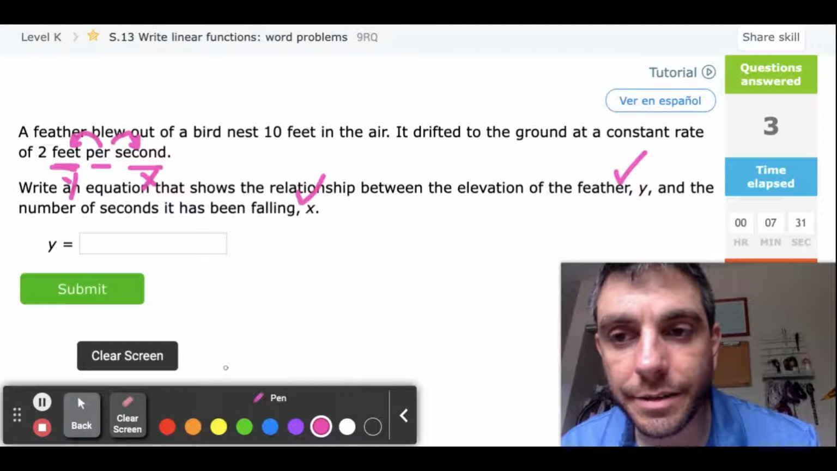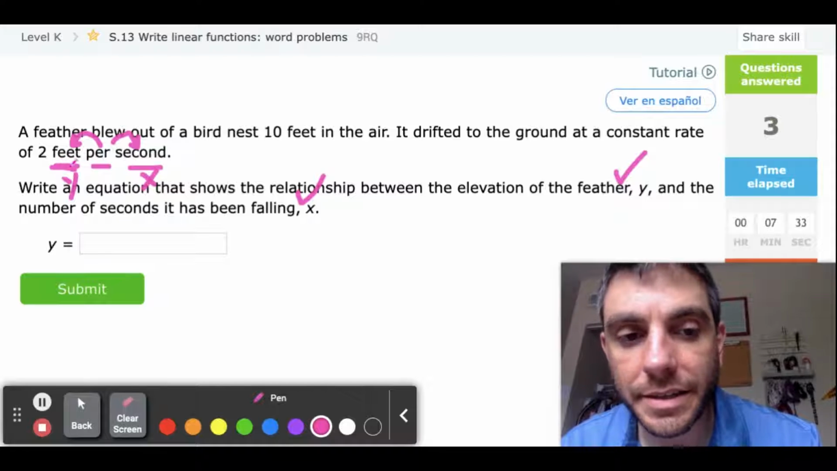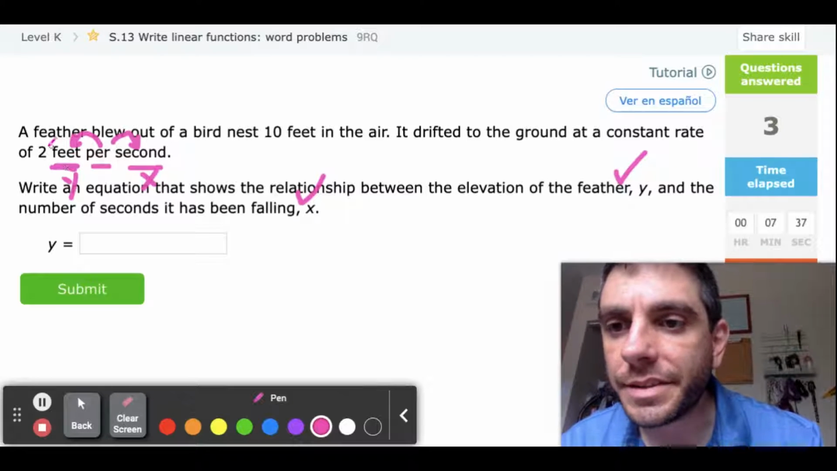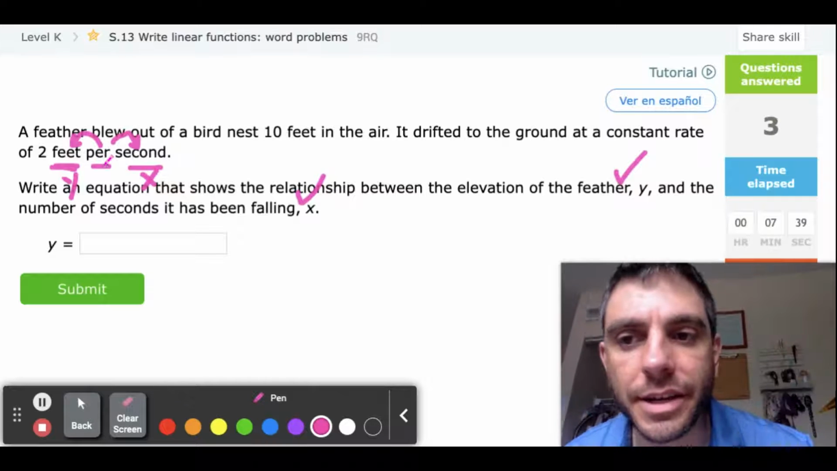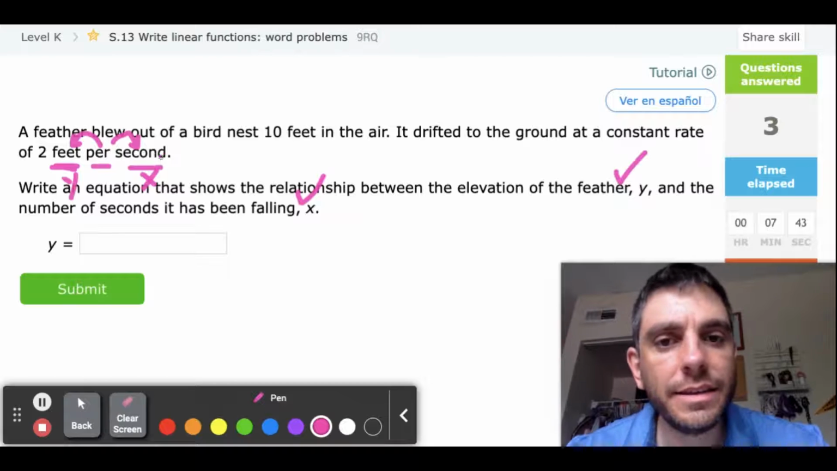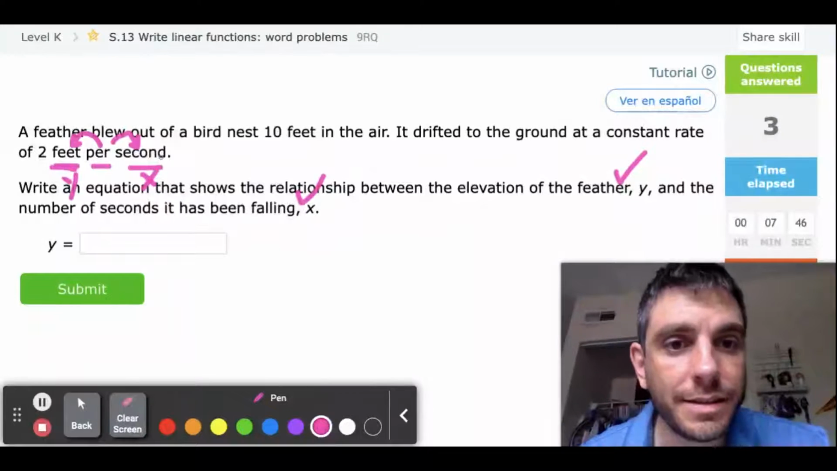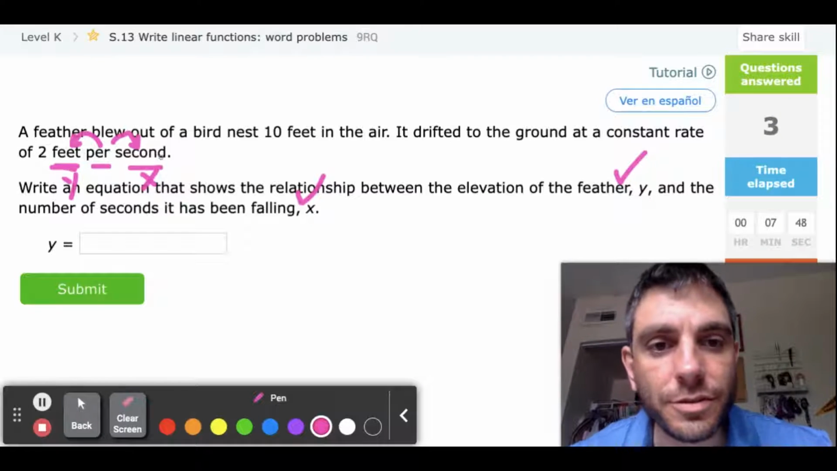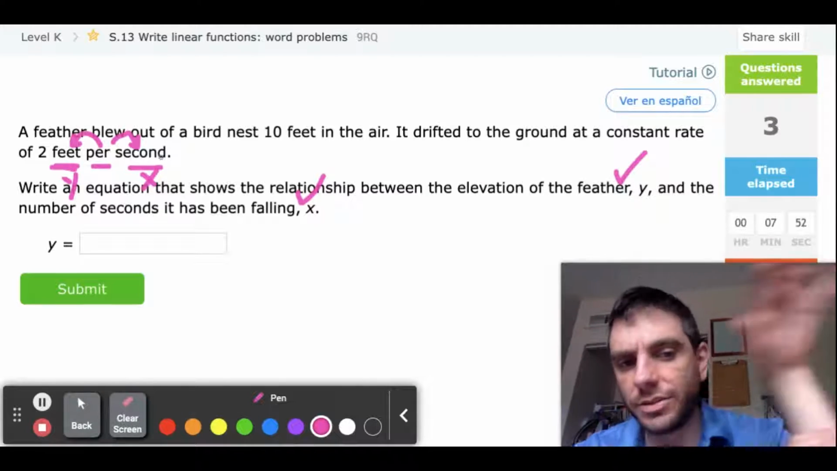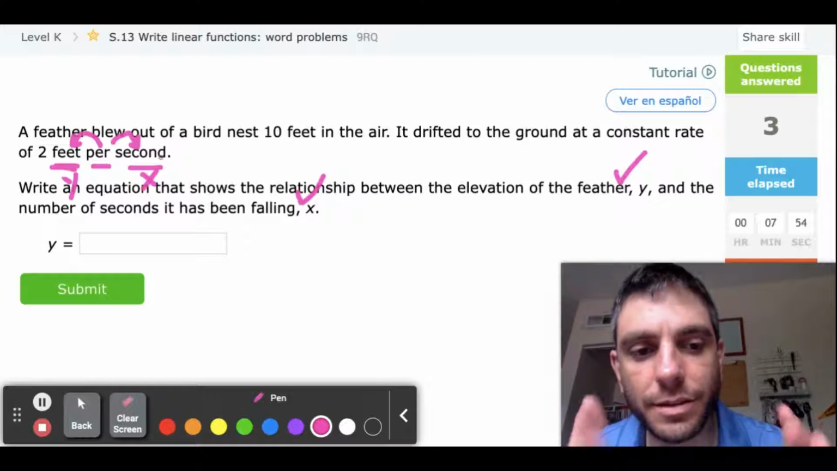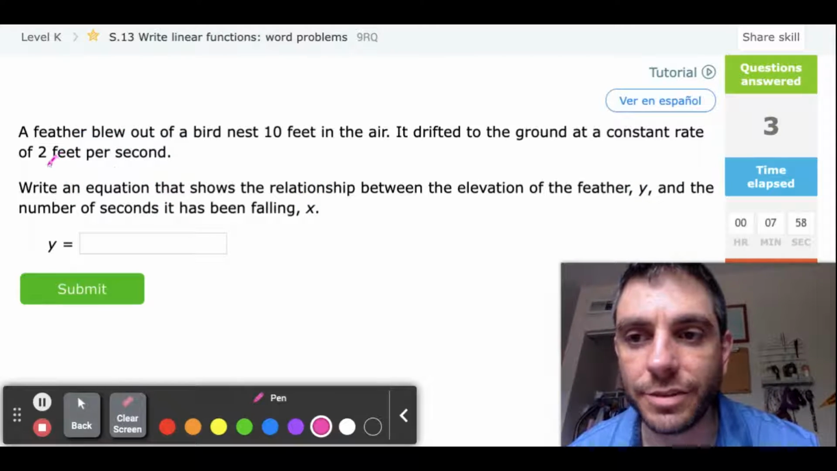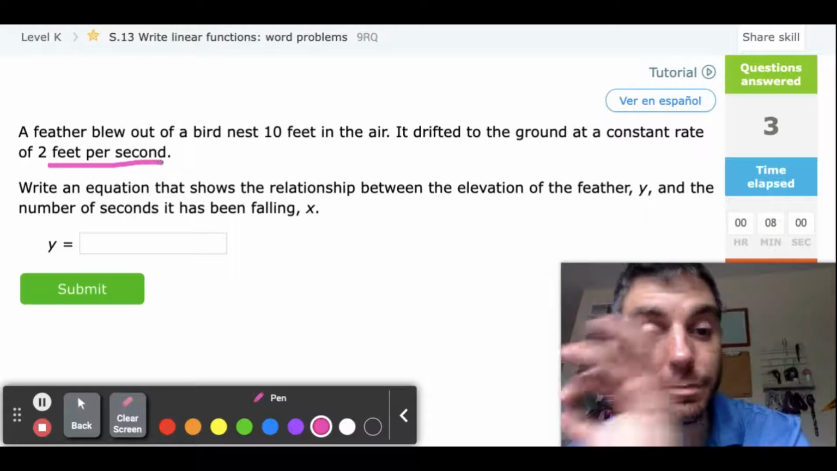Sometimes, though, the wording that they use in English is not quite as clear cut as 2 feet per second. It might give you something like, each second, the feather drifted to the ground 2 feet. It might change it up, so it might be a little confusing as to which one's the X and which one's the Y if it's not written in this nice blank per blank way.